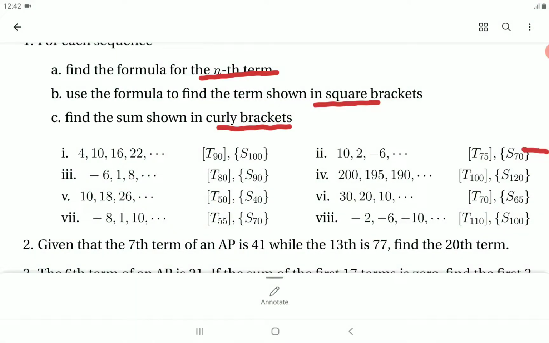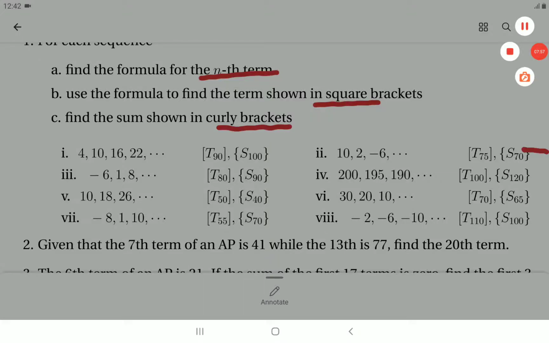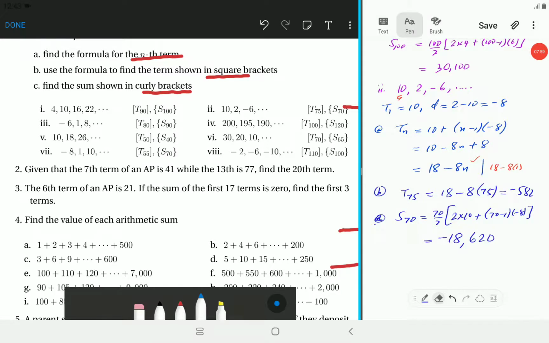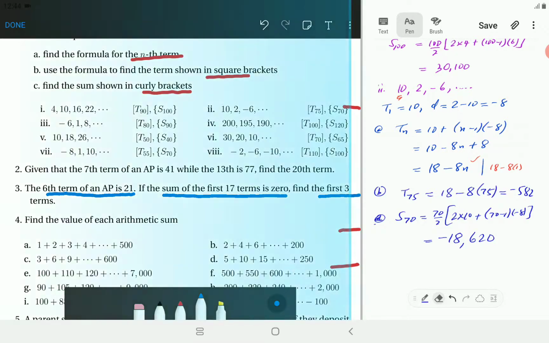So in number 3, we're given that the 6th term of an AP is 21. So it's the first piece of information we have. Then we are told that the sum of the first 17 terms is 0. So we're going to have to use those pieces of information to find T1 and D. Okay, so let's see how we can do that.